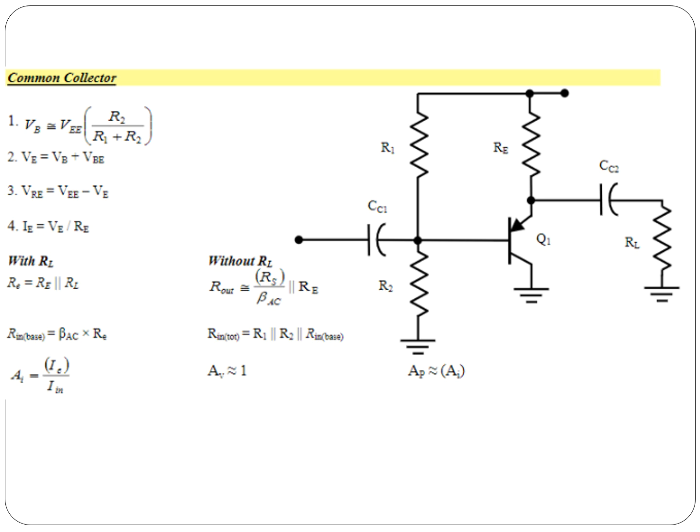The AC characteristics, again, we're going to look at it with a load and without a load. So with a load, RE is going to be equal to R sub B in parallel with RL. And then without a load, it's going to be R out, which is equal to RS divided by beta on one side in parallel with R sub B. Let's look at the solution for the input resistance. The resistance at the input for the base is going to be beta times R sub E, and the resistance input total would be R1 in parallel with R2 in parallel with Rin at the base.